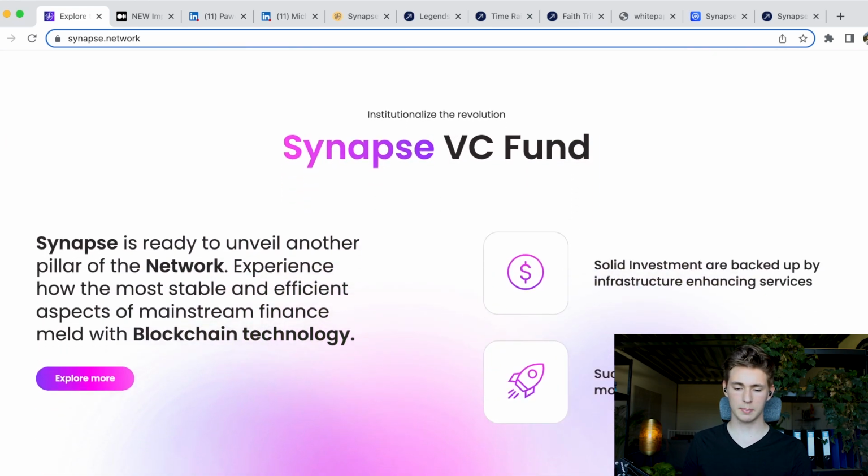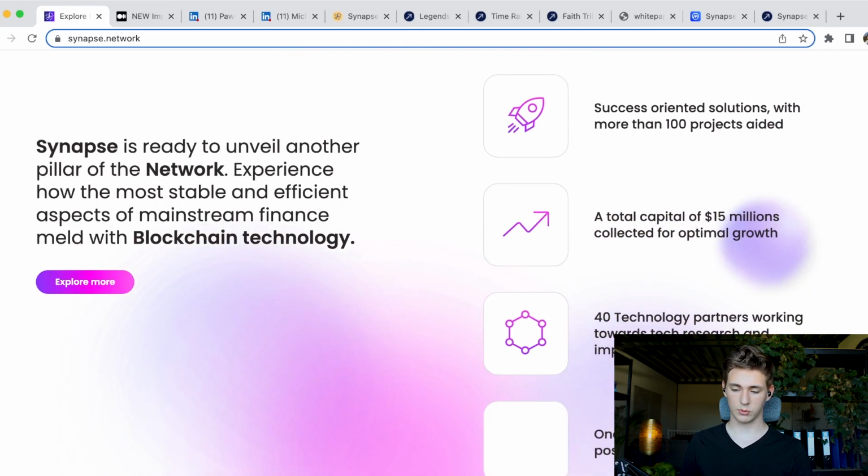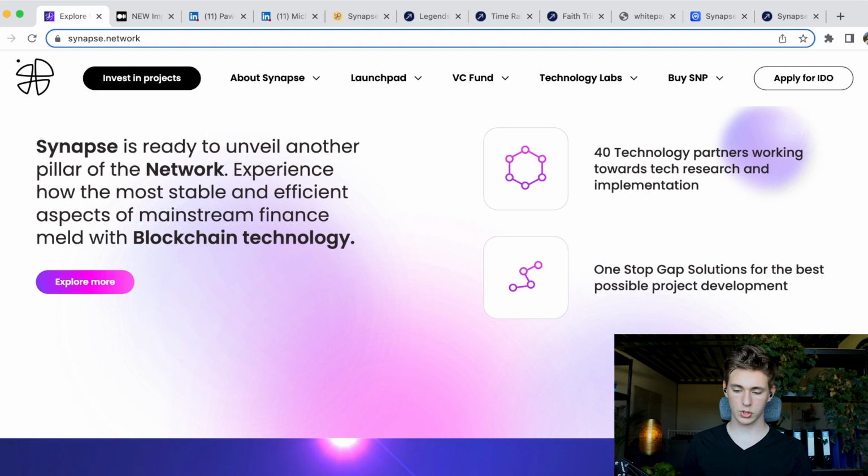Then here we see the Synapse VC fund. Synapse is ready to unveil another pillar of the network, experience how the most stable and efficient aspect of mainstream finance meld with blockchain technology. So we have here solid investment, backed up by infrastructure enhancing services and success-oriented solutions with more than 100 projects aided. Total capital of 15 million is collected for optimal growth, 40 technological partners working towards tech research and implementation, and one-stop gap solutions for the best possible project development.